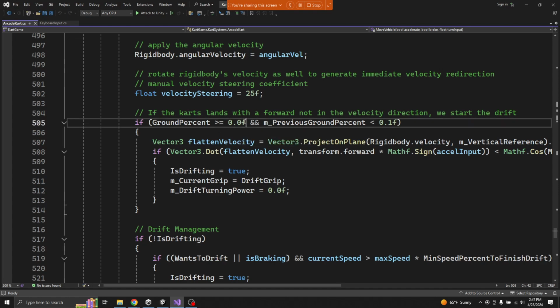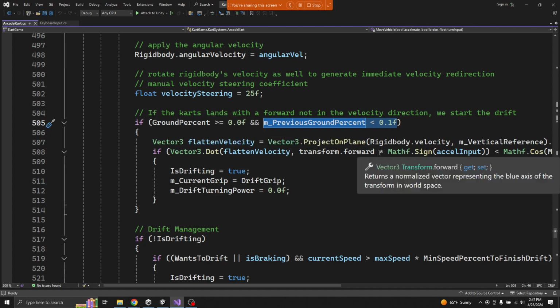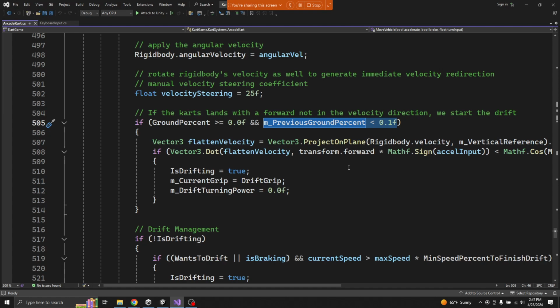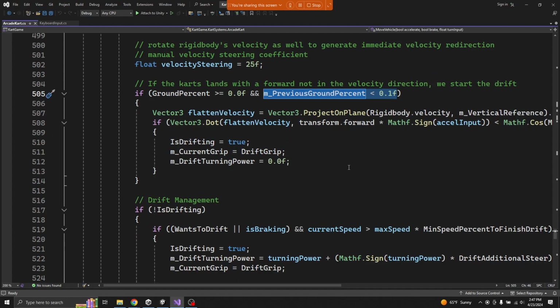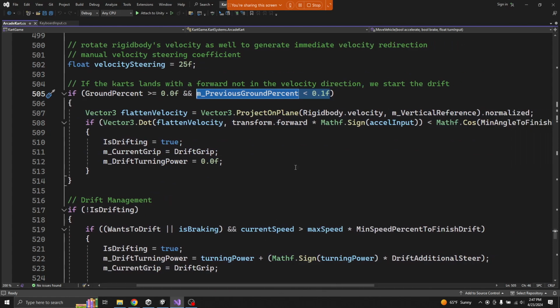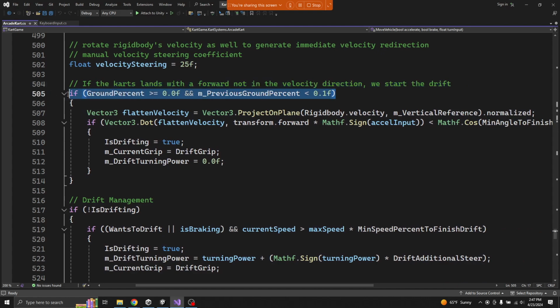Okay, so if ground percent is greater than 0, so if one of our tires is touching the ground, and our previous ground percent was less than 10%, so we're not on the ground last frame and we're on the ground now, so the cart is landing. So for landing in our forward direction, not in our velocity direction, we'll start to drift. Okay, but this right here is just telling me that I'm landing in this if statement.